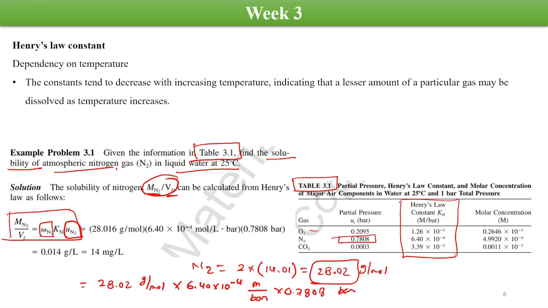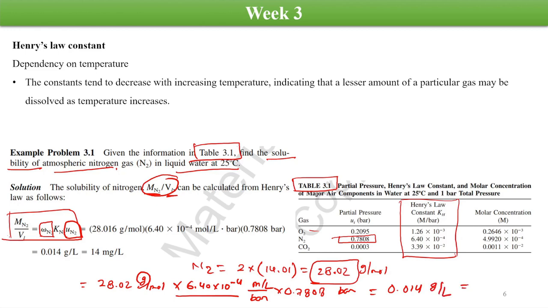0.7808 bar. So the unit here should be mole per liter. Okay, fine. Now we multiply 28.02 by 6.40 into 10 to the power minus 4 multiplied by 0.7808, and it will come to 0.014. The unit will be grams per liter.